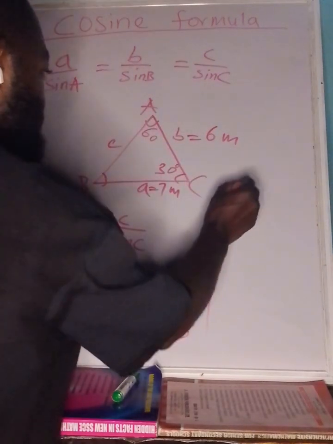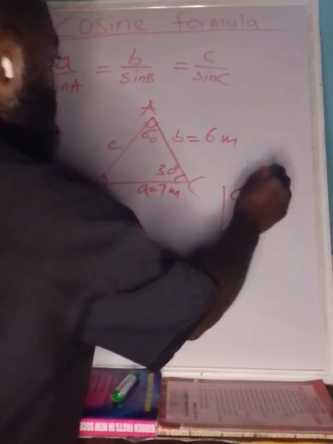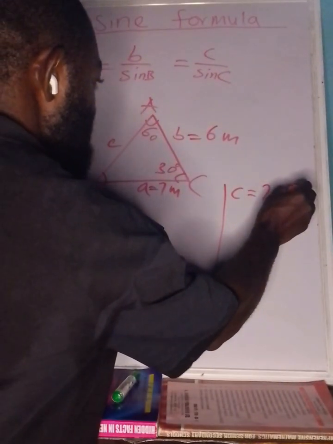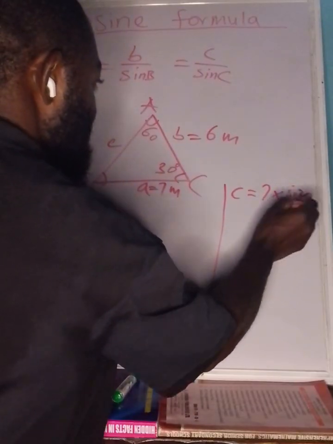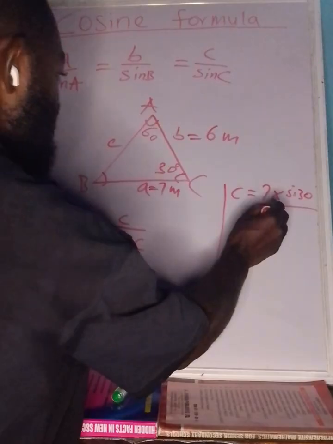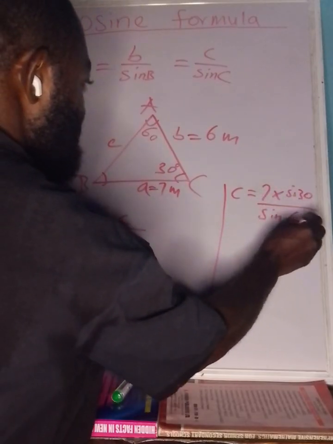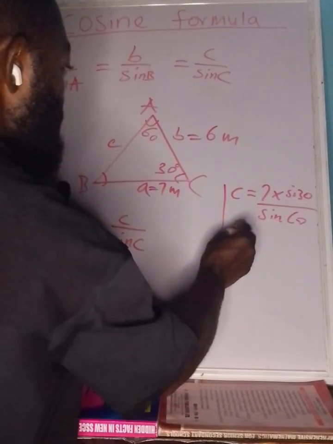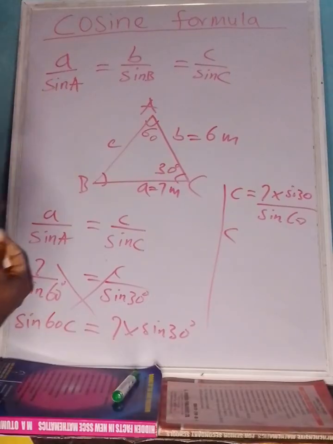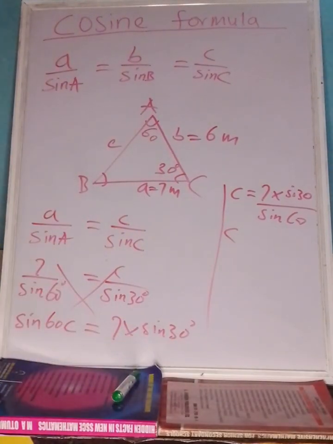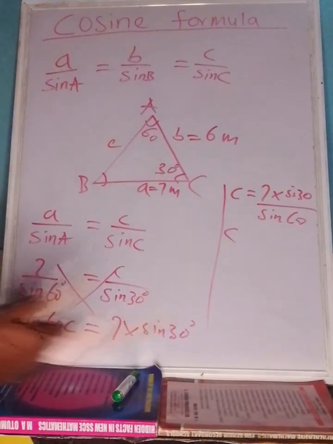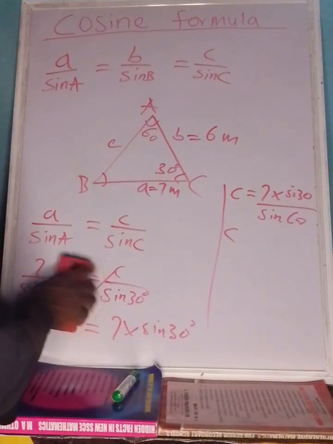So your C will be equal to what? 7 multiplied by what? Sine of what? Sine 30. You understand? Divided by what? Sine 60 degrees. So when you multiply 7 by sine 30 and divide it by sine 60, it will give you the value for what? Side C.